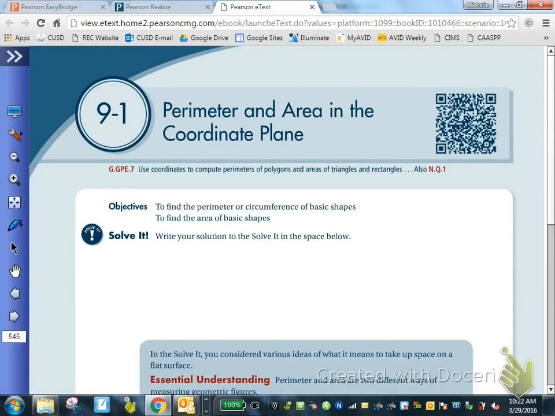So for Chapter 9, it's only 4 lessons. It's all about doing algebra within geometry. So today's lesson, we're going to be talking about perimeter and area, specifically in the coordinate plane. The coordinate plane is that x and y axis, which is why I had you glue those into your book, okay? We do need to go over some formulas.